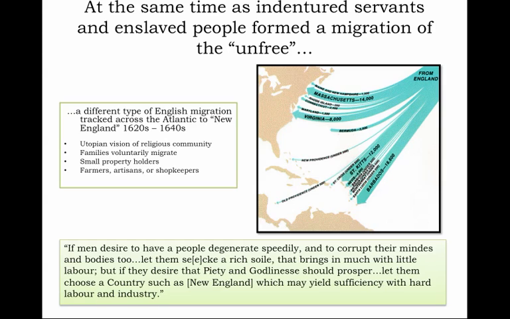As one promoter of this Puritan migration put it, if men desire to have a people degenerate speedily and to corrupt their minds and bodies too, let them seek a rich soil that brings in much with little effort or labor. But if they desire that piety and godliness should prosper, let them choose a country such as New England, which may yield sufficiency with hard labor and industry.